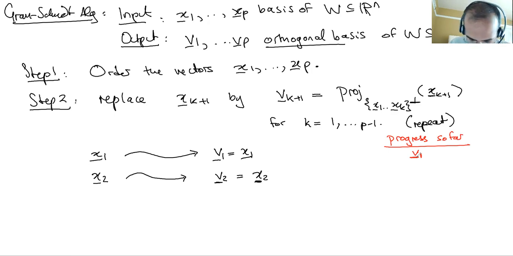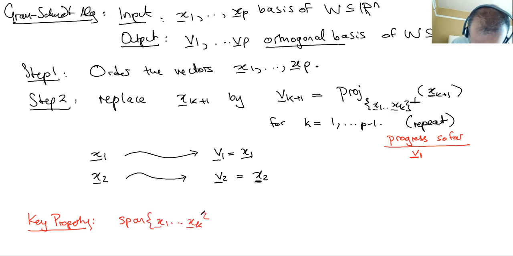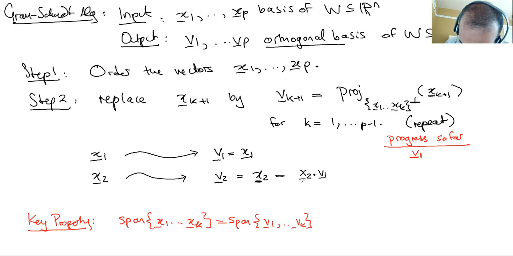And the key property that's maintained throughout the algorithm is that the span doesn't change. The span of x1 through xk is equal to the span of v1 through vk. So what that means is I have my v1, I can use that to compute the projection of x2 orthogonal to span of x1, right? So this will just be x2 minus x2 dot v1 over v1 dot v1 times v1.